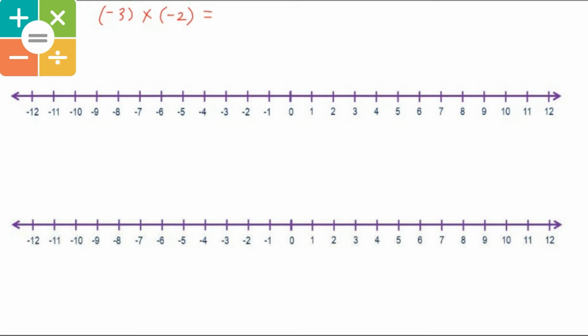Let us take this example. Minus 3 multiplied by minus 2. Now in this case both the integers are negative. Multiplying two negative integers is the same as multiplying the two same positive integers. So we can take this as 3 multiplied by 2, that is 6.